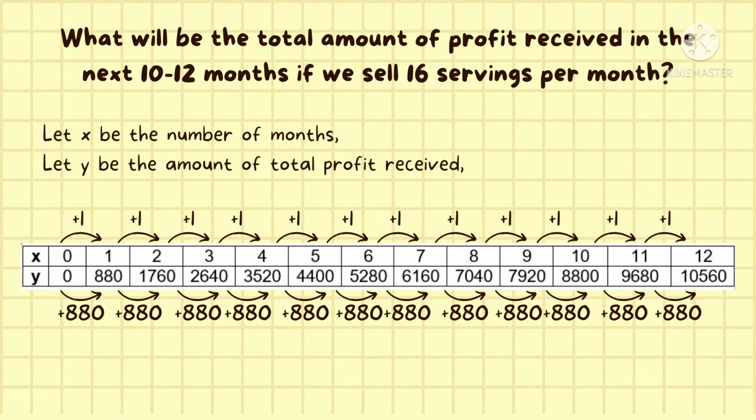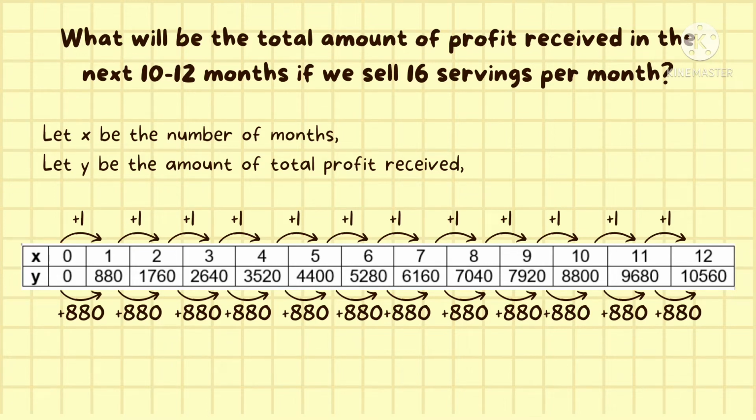What will be the total amount of profit received in the next 10 to 12 months if we sell 16 servings per month? Now, in order to solve that, let X be the number of months and let Y be the amount of total profit received. We all know that when we sell 16 servings, our profit would be 880 pesos.